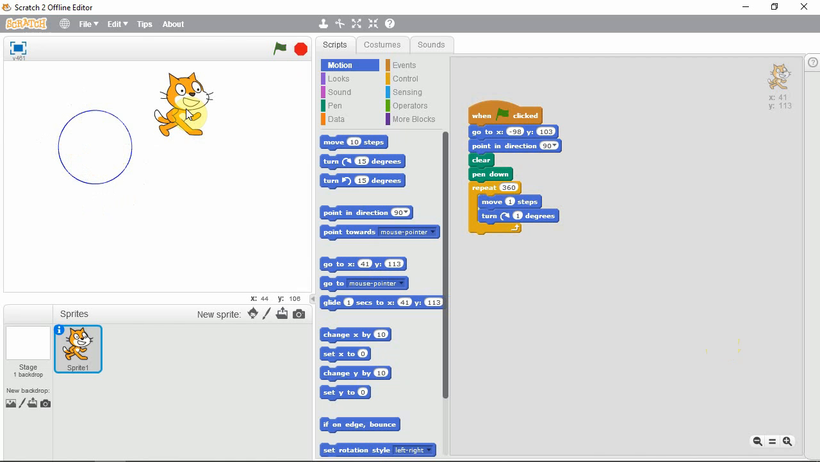Just like so. Okay, so that concludes the end of today's lesson, showing you how to draw regular shapes using the repeat command. Again, changing the repeat, how many times, and then the degrees.